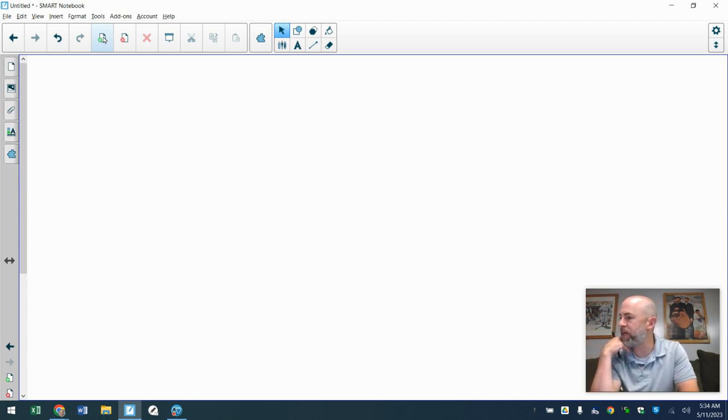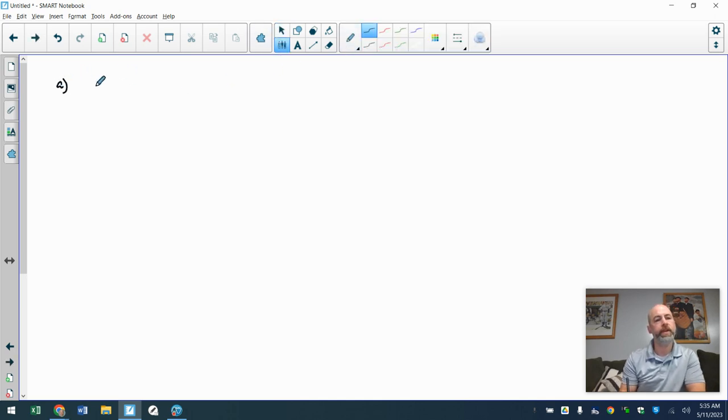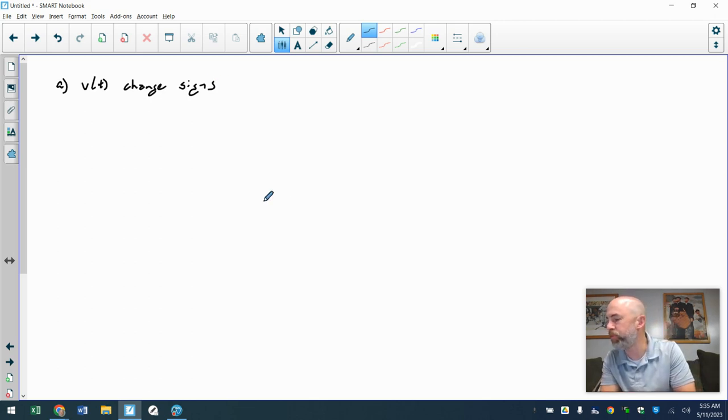Okay, so find all the times t at which Stephen changes direction and give a reason for your answer. So my game plan for part A, changing direction, we need v of t to change signs. So we're going to do this graphically. And if velocity changes signs, this would be a continuous function because velocity is a composition of exponential and trig functions, or the sine function, and both of those are continuous. So v of t changes signs.